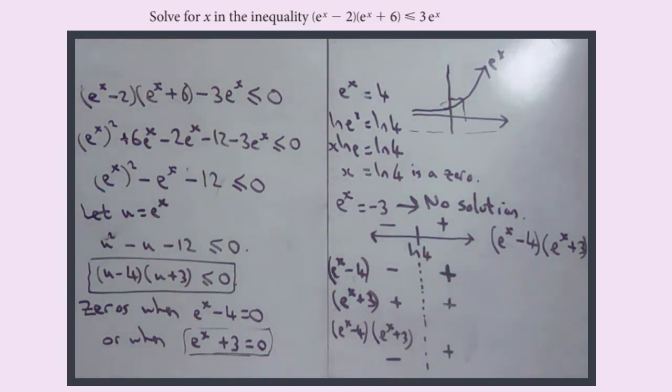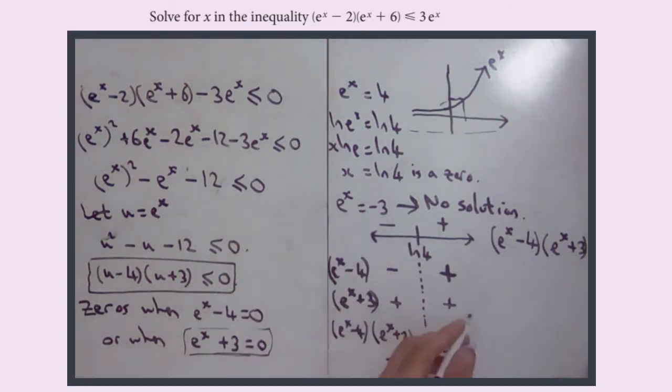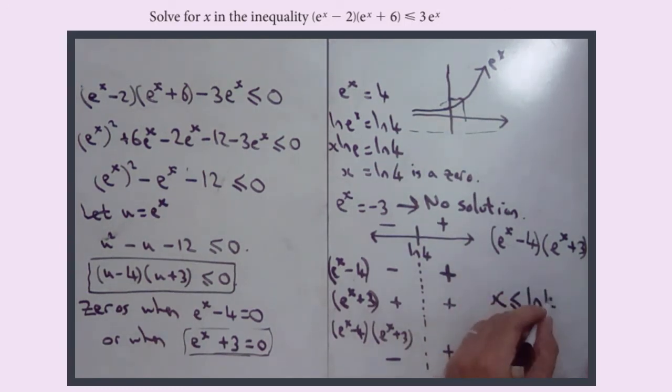We are interested in when it is less than or equal to 0, so that happens when x is less than or equal to ln4. So the solution set is x less than or equal to ln4.